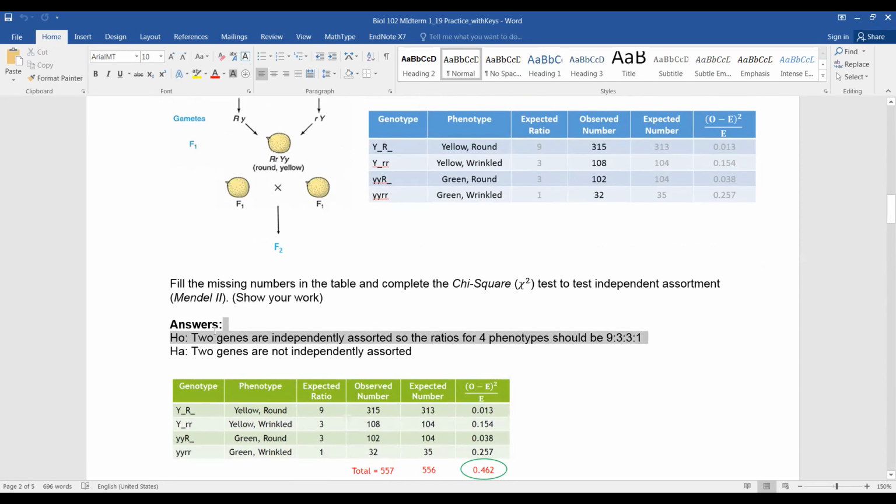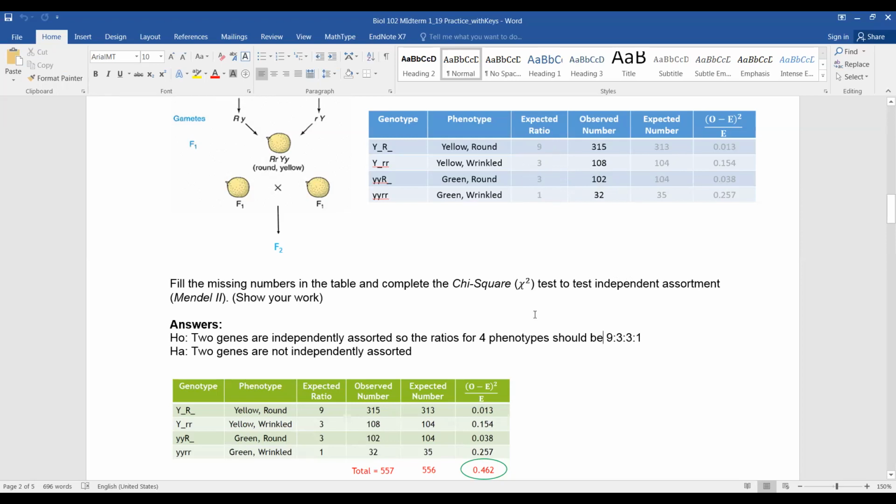So first you need to specify the null hypothesis and also the alternative hypothesis, and based on this, you can immediately put these numbers here, right? So you can put 9 to 3 to 3 to 1 here, or you can say 9 divided by 16, 3 divided by 16, 3 divided by 16, 1 divided by 16. That's another way to do this. So it doesn't matter. All right.